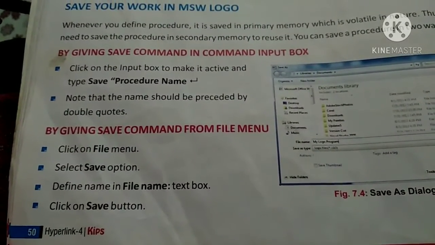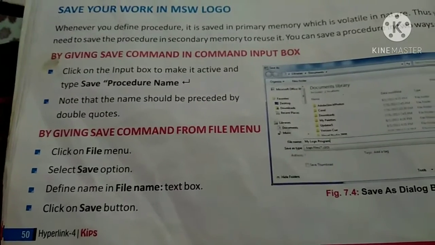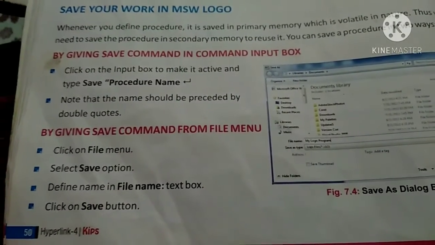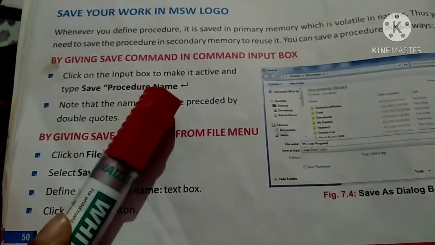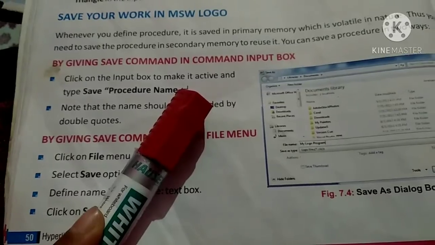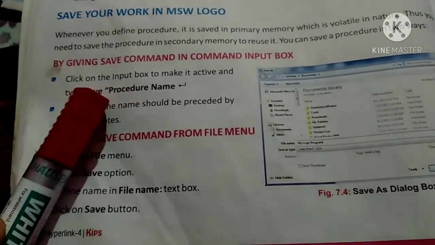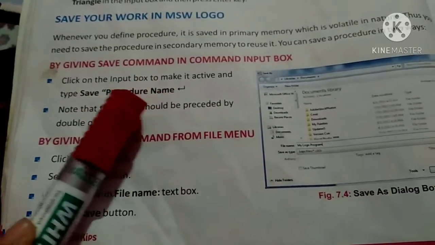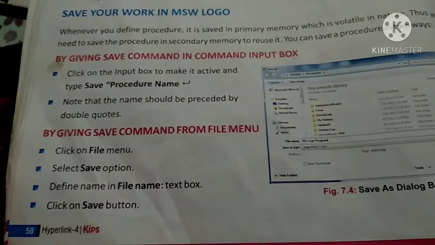By giving the save command in the command input box is the first method. First, click on the input box to make it active and type save, inverted commas, procedure name, and enter. So in the input box, you have to write save, inverted comma, procedure name, like we have the procedure name as triangle. And then you will press the enter key.